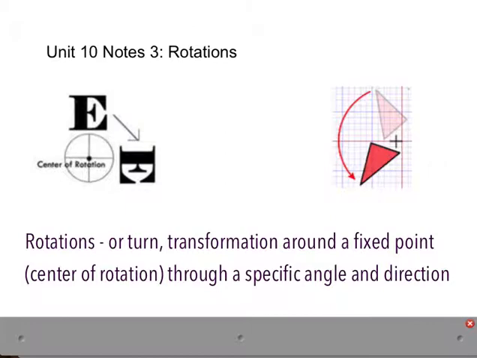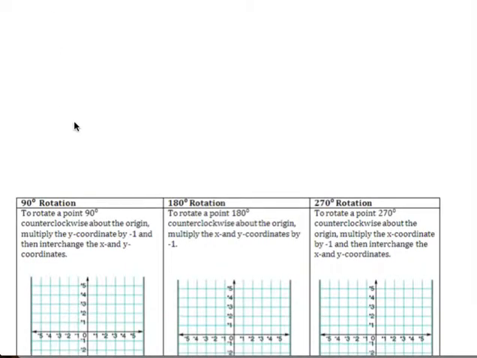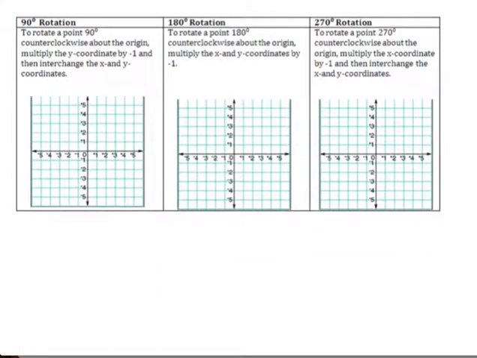So here's how you calculate a rotation. We're going to go based on specific degree measures. For a 90-degree rotation, you multiply the y coordinate by -1 and then you switch the x and the y coordinates. For starters, let's graph the point 5, 2. We are going over 5, up 2, and plotting that point. So here we have the point 5, 2.